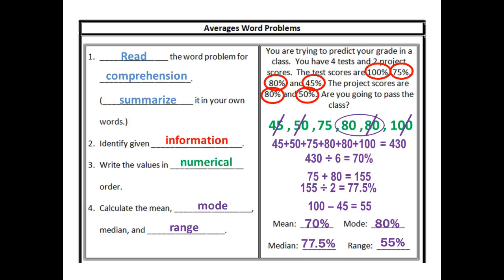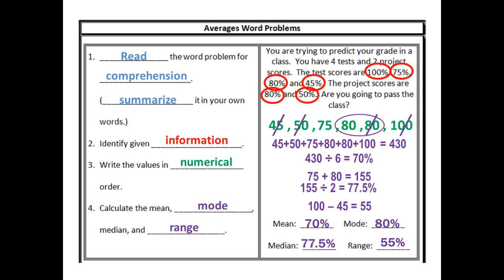In many word problems, you may be asked a final question after you calculated everything. The question here is, are you going to pass the class? So in this case, all of your scores run in a range of about 55%. So that's a big range, and you've done very well and also not so well.